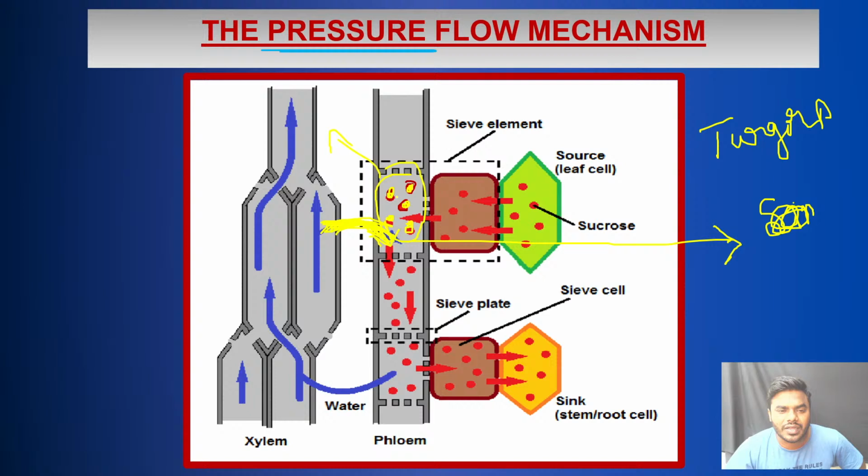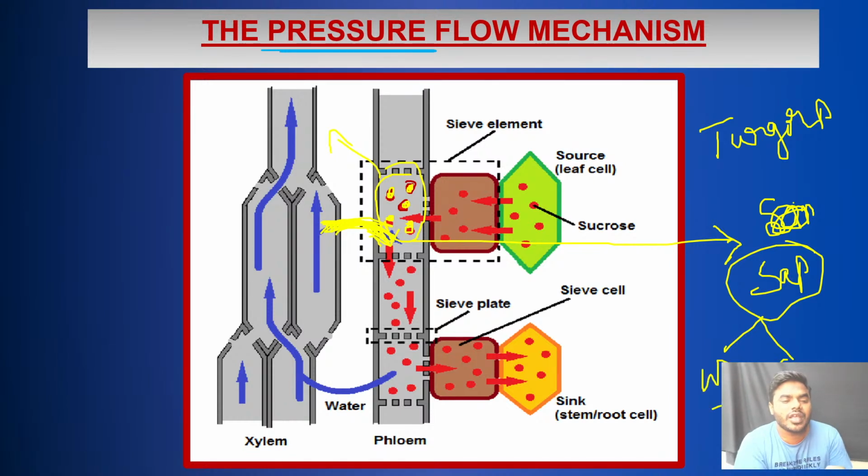Because of that turgor pressure only, friends, the sap starts moving. What do you mean by sap? Water and sugar together we call the sap. Now everyone listen to me carefully. Because water creates a turgor pressure, the sap moves down. You can see here all the sugar and water easily come down. Where have they reached now? They have reached the sink.